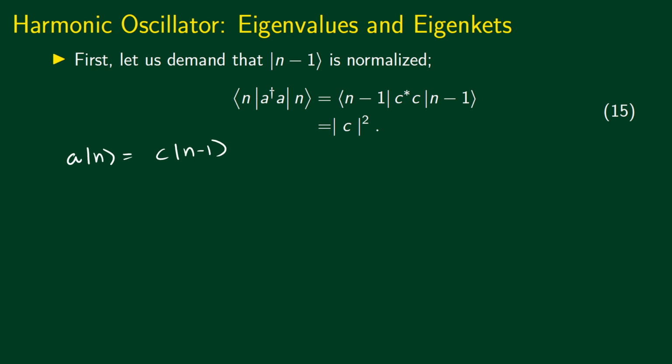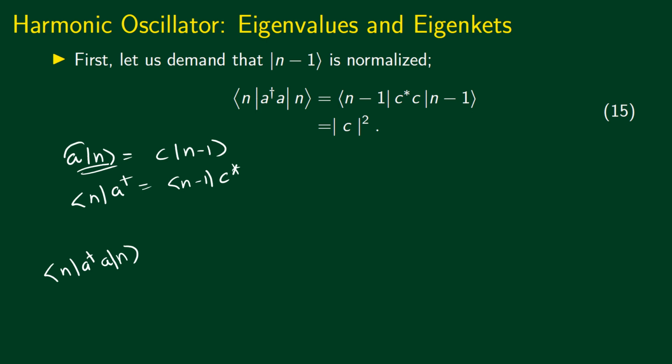Alright, so the corresponding bra can be written as bra n A dagger is equal to bra n minus 1 C star. Okay, now let's find the inner product with itself. The left hand side becomes bra n A dagger multiplying A ket n.